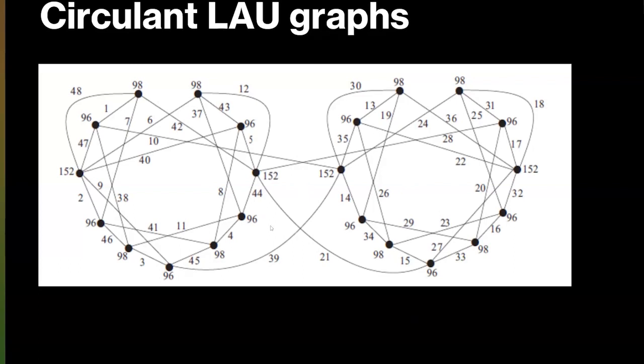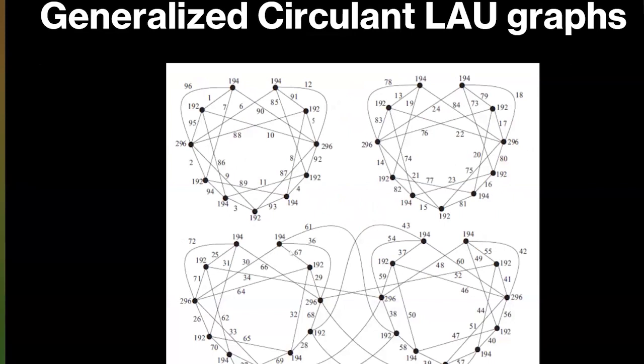And more generally, I can even have a disconnected graph in which each component is a love graph or a circular graph. Again, this disconnected graph has chi LA equal to 3. And so I decided to call it generalized circular graph.